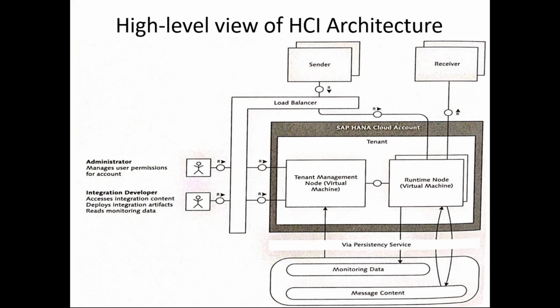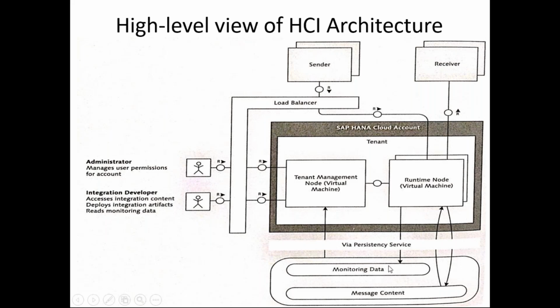Now the question is, how many TMNs are available in the tenant? How many runtime nodes are available in the tenant? The TMN should always be unique, so there should be only one. However complex or big the tenant is, the TMN is only one. But runtime nodes are available more than one in a tenant. It depends on the usage of the tenant. If the usage of the tenant is increasing, more runtime nodes are added.